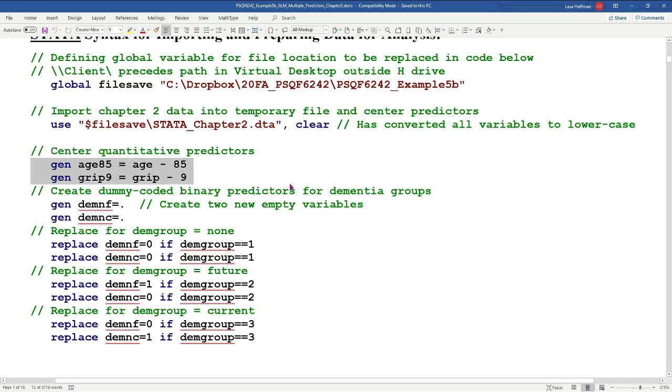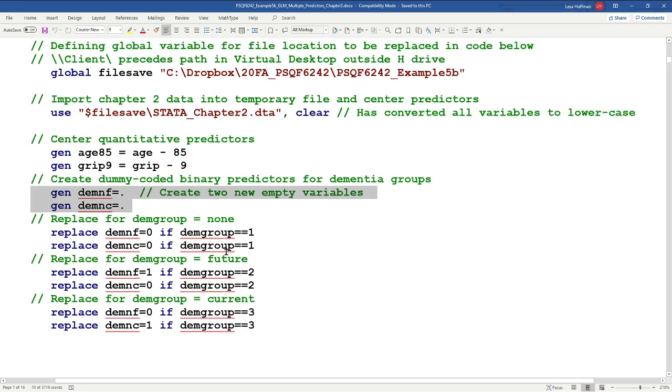The command gen, which stands for generate, is used to create a new variable, age85, as a function of the old variable age minus 85, and grip9 (pounds per square inch) from the old variable called grip. I am generating 2 dummy-coded contrasts to distinguish my 3 dementia groups. None is going to be my reference, and so nf means none versus future, group 1 versus 2, and nc means none versus current, which is group 1 versus 3.